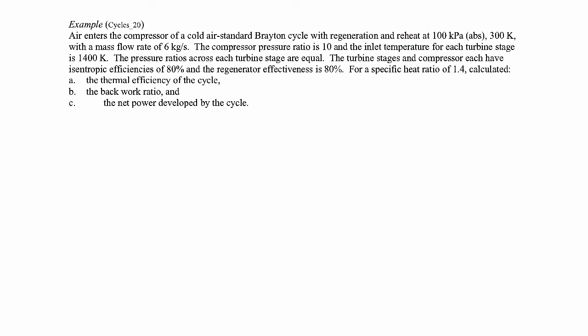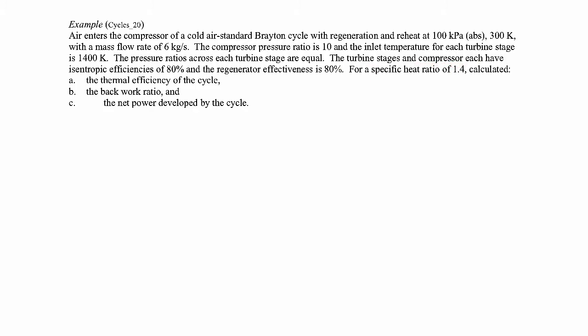We're told the conditions coming into the compressor. We're told the compressor ratio and the inlet temperature for each turbine stage is 1400 Kelvin. We're also told the pressure ratios across each turbine stage are equal. So there are actually two turbine stages here. I don't think that's mentioned in the problem statement, but I'm just telling you it here.